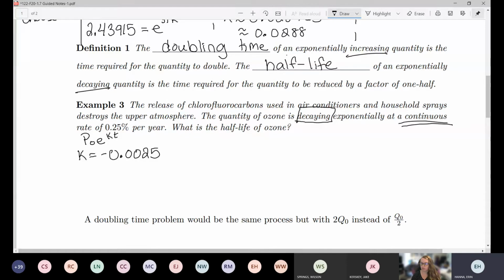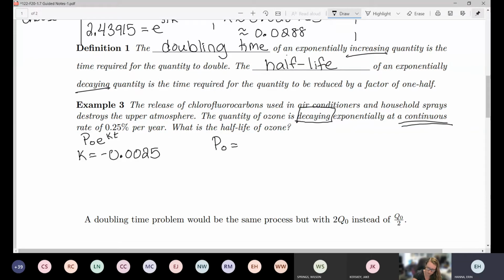If it really, really bugs you to not have a number for P0, pick your favorite number, plug it in for P0. It's technically not great mathematics because we don't know what it is. But for the sake of solving for half-life and doubling time, you technically can choose whatever number you want. But you can also do it generically too, because here's the point.